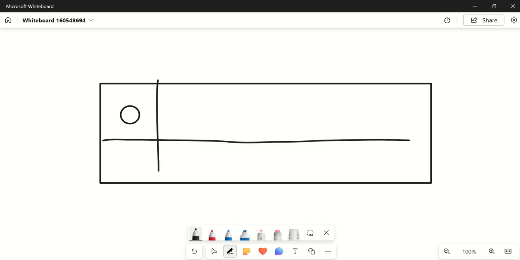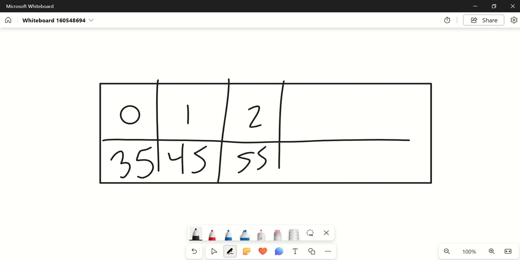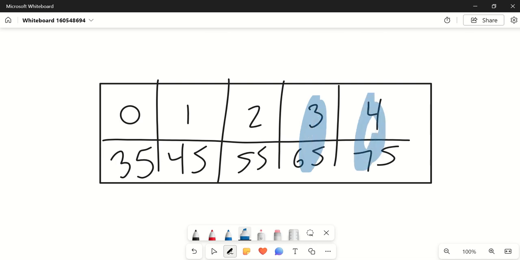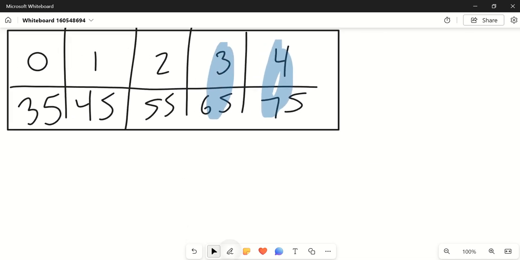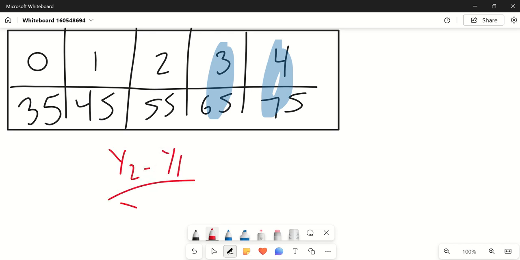At 0 weeks, she had $35 in her account. At 1 week, she had $45. 2 weeks, $55. 3 weeks, $65. 4 weeks, $75. We're going to take any of these 2 points. So I would take week 3 and week 4. And we're going to use our formula: y2 minus y1 over x2 minus x1.